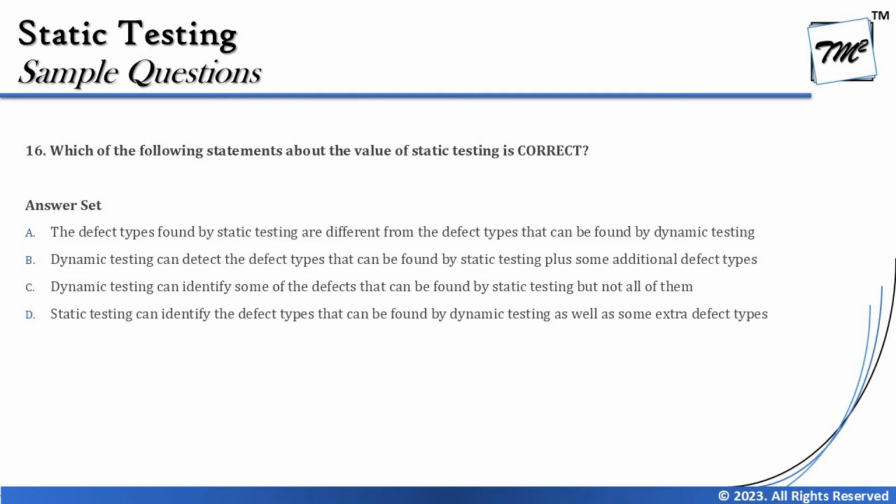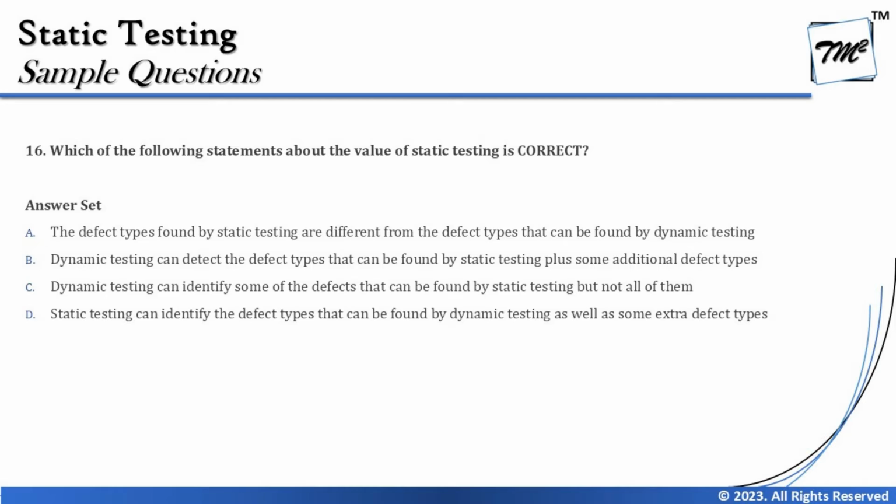We cannot make that statement. The reason is, of course, dynamic testing is defect based: it conducts failures and then looks for dynamic failures, which happen when we run the application. But static testing has a completely different base. So we cannot say that dynamic testing can find the defects which static testing can find, plus some additional ones. That's not a valid statement.